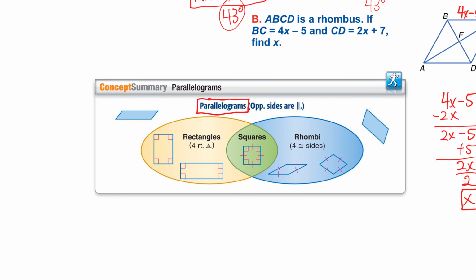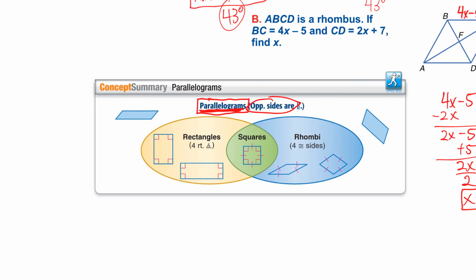So what does it mean to be a parallelogram? Opposite sides are parallel, right? That's what makes a parallelogram a parallelogram. So we're just going to jump in further and further here. What makes a rectangle a rectangle? The angles. It has 4 right angles, 4 90-degree angles. What makes a rhombus a rhombus? 4 congruent sides, right? So what happens where these two overlap? What shape is made? A square.